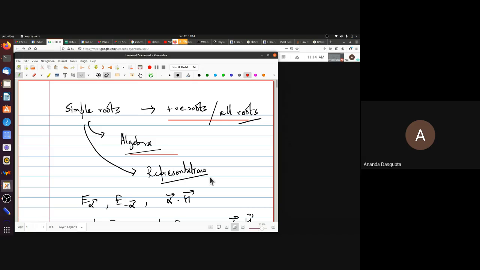So if a state is killed by all the positive roots, then you know it's a highest weight state, right? And then you don't even have to find out whether it's killed by all the positive roots. You just have to find out whether it's killed by all the simple roots. Why? Because you know that the positive roots, how are the generators corresponding to positive roots connected with generators corresponding to simple roots?